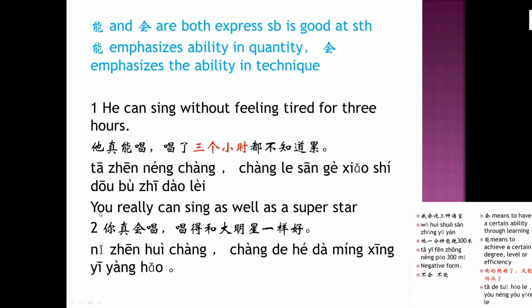And next, number 2 here, you really can sing as well as a superstar. 你真会唱，唱得和大明星一样好. So that you really can sing as well as a superstar. That you can use 会, emphasizing that ability in technique.